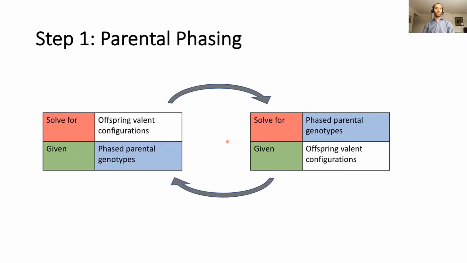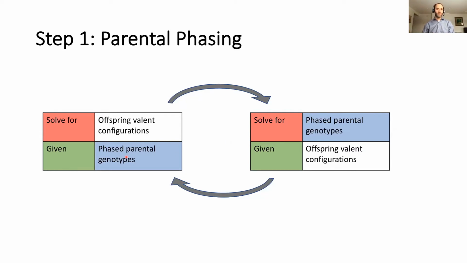So in step 1, you have a bit of a chicken and egg problem. You're trying to decide what were the particular chromosome configurations, or what we would call valent configurations, that gave rise to the gametes that produced all of your offspring. And that depends on what the phased parental genotypes are.